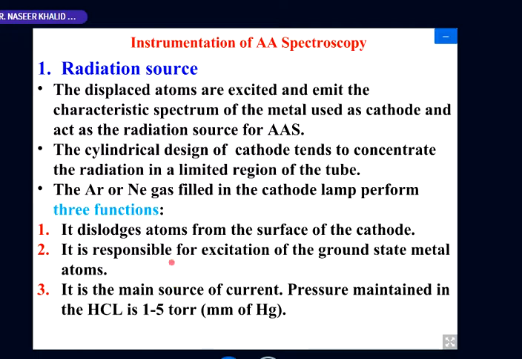Now again, it is the main source of current. Now these argon particles, the neon particles, or inert gas particles are working as the main source of the current. And the pressure of these gases is very, very small. That is 1 to 5 torr. Torr means millimeter of mercury. 1 to 5 millimeters of mercury.